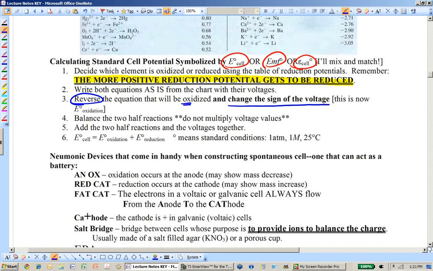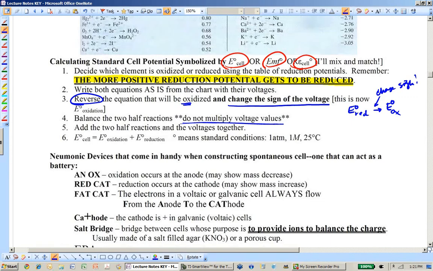So it's no longer E naught reduction potential. Then it's going to become E naught oxidation, that's an O, oxidation potential, when you change the sign. Then we're going to balance the two half reactions, but you do not multiply voltages.